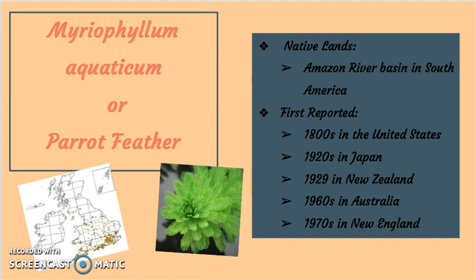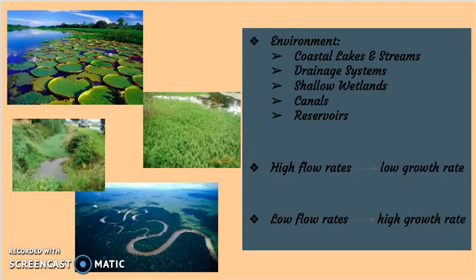This plant is native to the Amazon River basin in South America and thrives best in subtropical regions. It was first reported as appearing in the United States around the 1800s and then later was found in Japan in 1920, New Zealand in 1929, England in 1970, and Australia in 1960. The parrot feather has spread greatest through and along coastal lakes, streams, drainage systems, shallow wetlands, canals, and reservoirs.